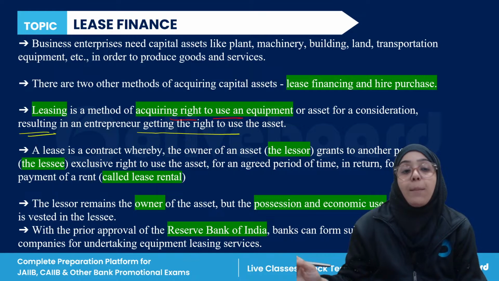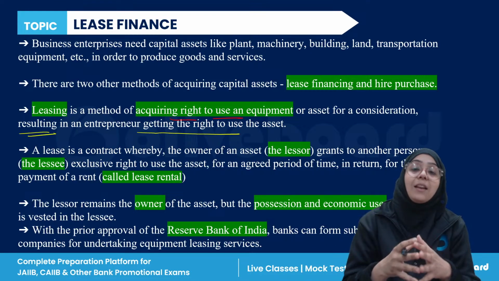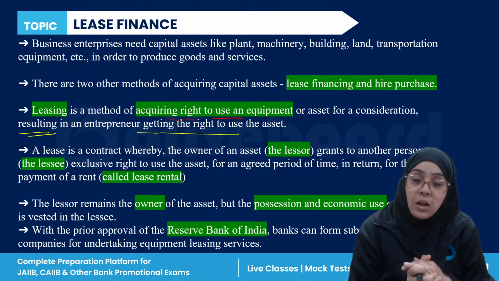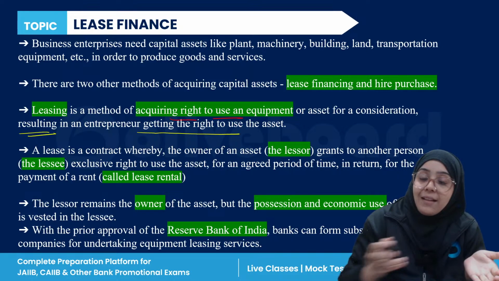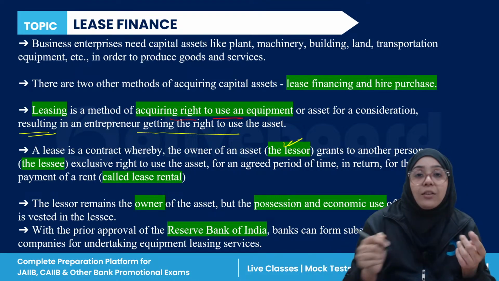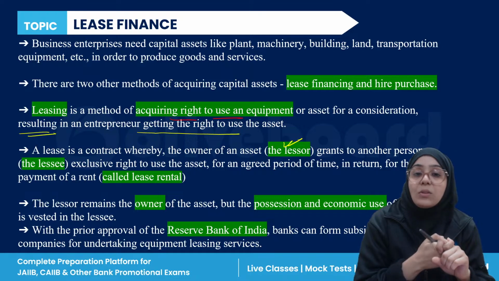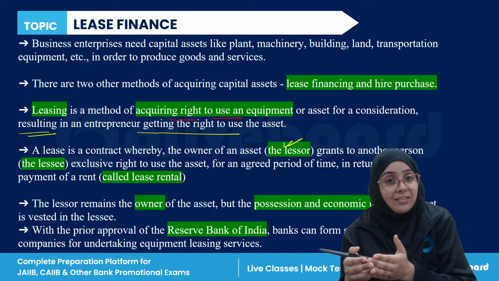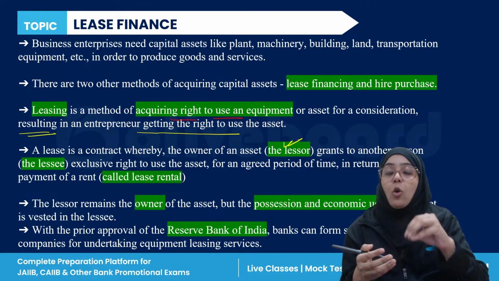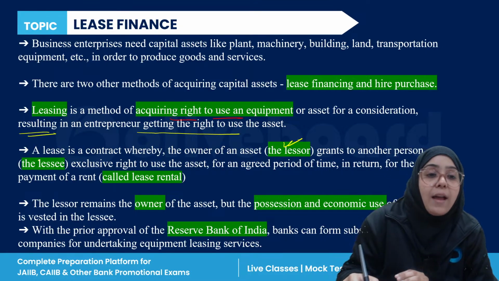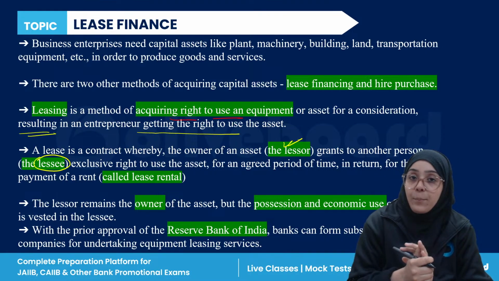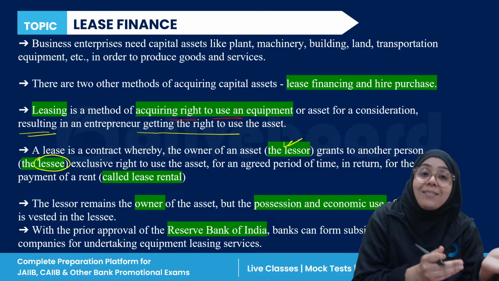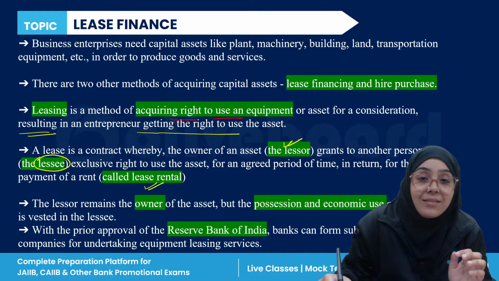Now, if we talk about the lease system, there is a contract. There is an owner of the asset who is known as the lessor, and there is another person who acquires the right of using that asset, who is known as the lessee. And this is in exchange for a consideration, which is known as lease rental.